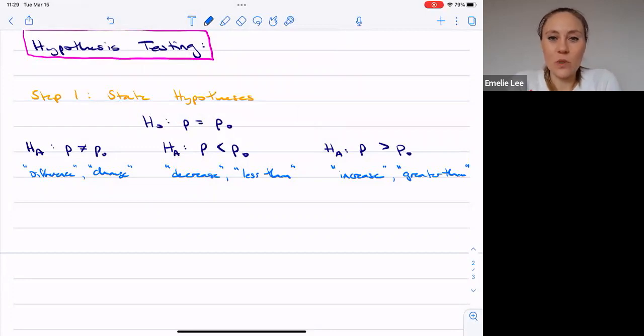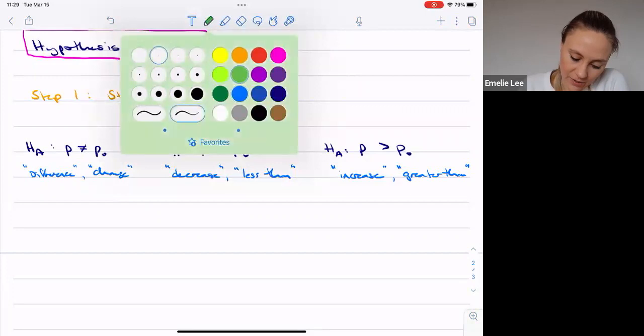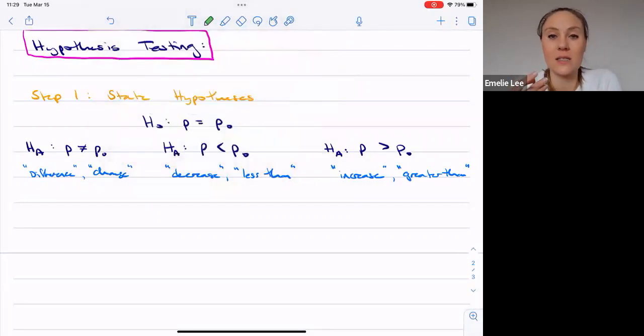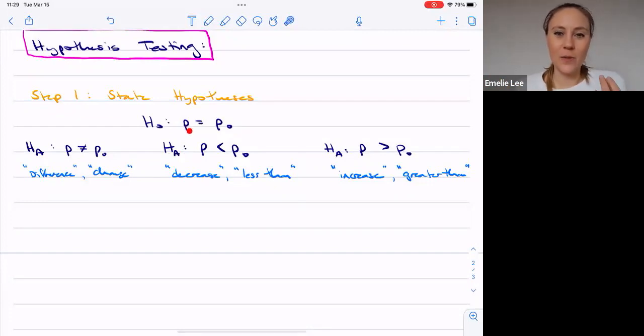And this is where we also make a note of, do I have a two-sided test or a one-sided test? This doesn't come into play until step 3 when I have to find my p-value. And I know there's a lot of p's floating around and there's nothing that we can do about that. Here, these p's are in terms of the proportion. This is the population proportion corresponding to my sample proportion. It's confusing, right? And then here's my null value, or my hypothesized proportion.